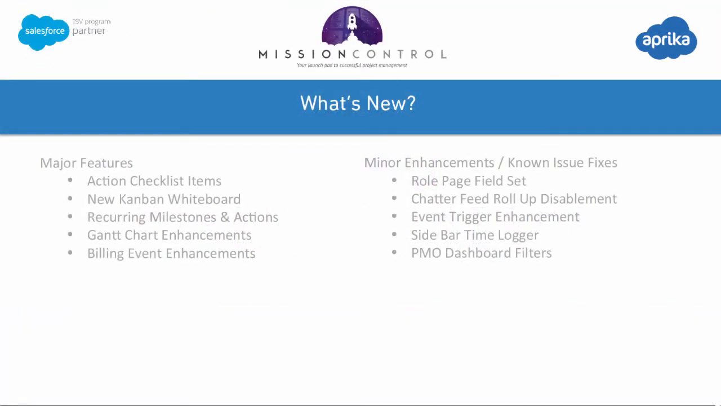Taking a look at the major new features that are coming, we've got a new object underneath the action called checklist items. One thing we're very excited to announce is the new Kanban Whiteboard. That's going to bring a lot more functionality over and above the existing whiteboard. We've also introduced recurring milestones and actions, and we've added a number of enhancements to the Gantt chart and to the recently added billing event features as well. In addition to the major features, we're addressing some minor enhancements and some known issues, and we'll cover those at the end. So let's dive in and check out the new features.